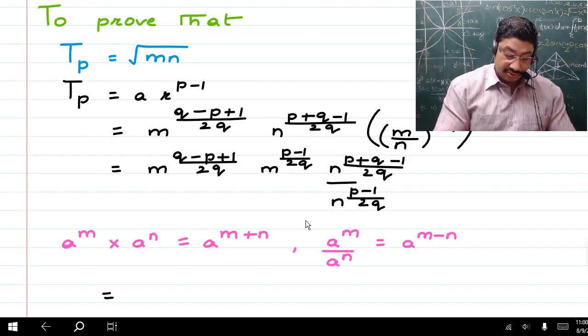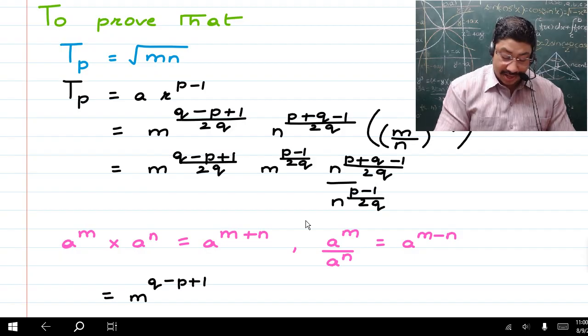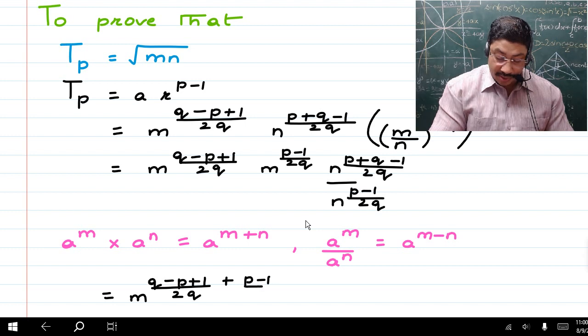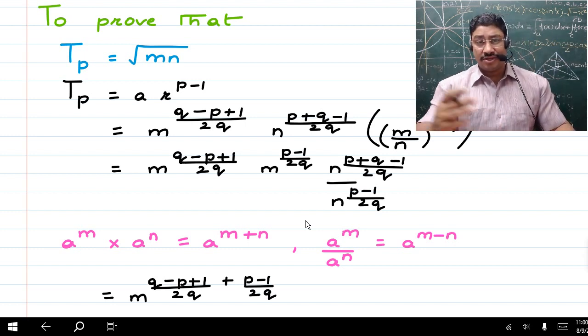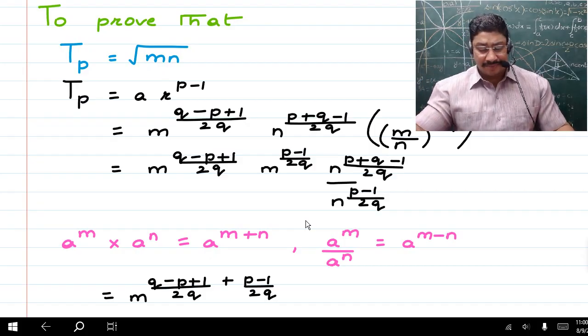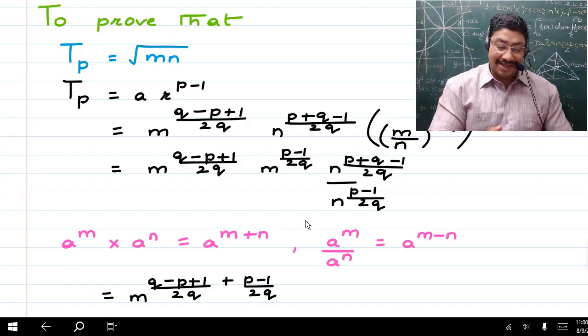So what is the power of m? In the first term it is (q minus p plus 1) divided by 2q in its first representation, and then in its second representation it is (p minus 1) upon 2q. So we're going to add, as we have m raised to the power a multiplied with m raised to the power b, right? So it will become m raised to the power a plus b.